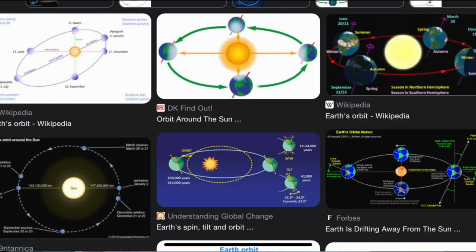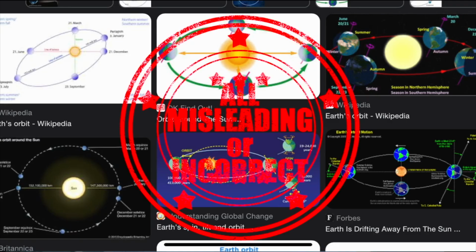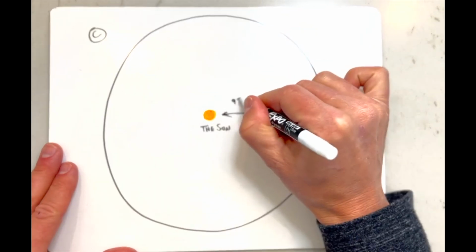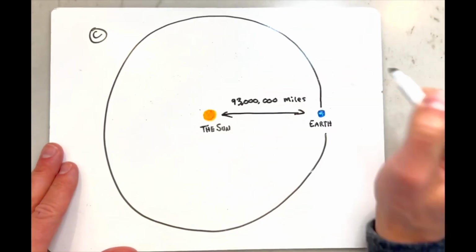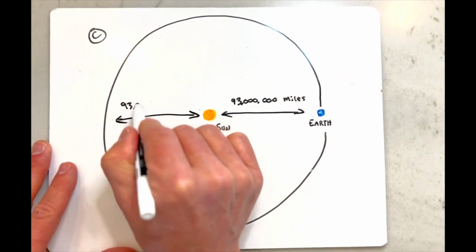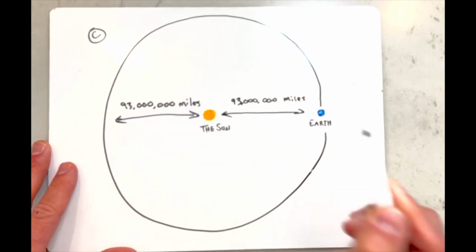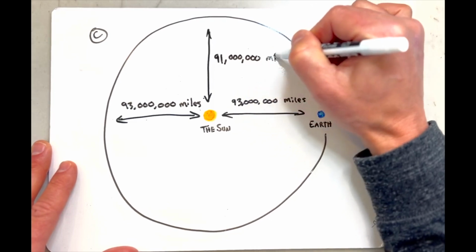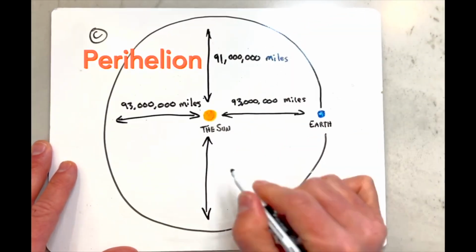But please don't feel bad if you get this wrong. If you Google Earth's orbit around the sun, most of what pops up is either misleading or incorrect. It turns out that the Earth's orbit is by far closest to a circle, but it's technically an ellipse. On average, we're 93 million miles from the sun. But at our closest, we're 91 million miles, called perihelion for you science geeks, whom I love.